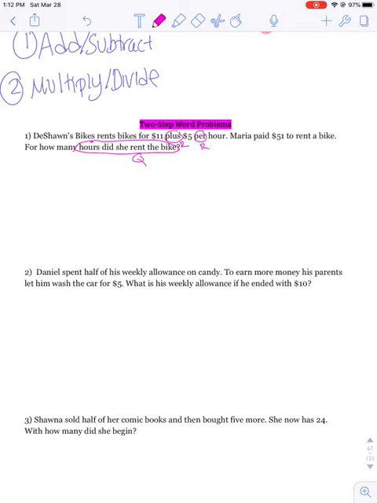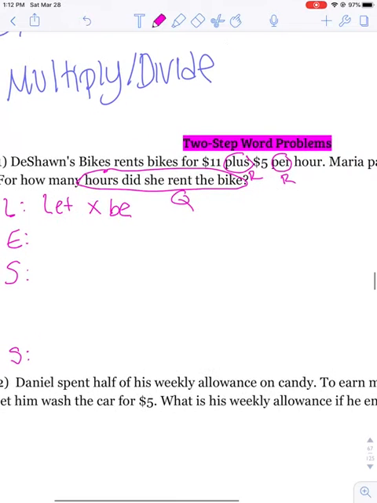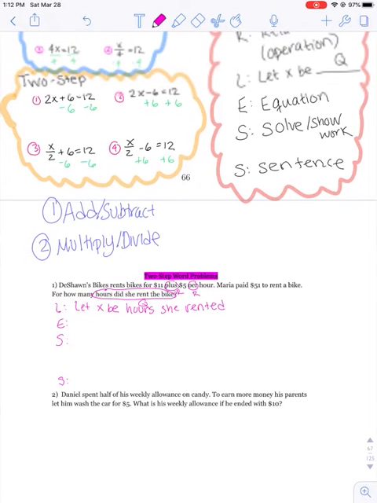So since we've circled our Q and R, you don't have to include them in the written work. So I'm going to go L, E, S, and save some room, and S again. The let statement, as we know, is let x be, and then you copy it based on your quantity. Hours she rented, something like that. But you could have worded it differently.